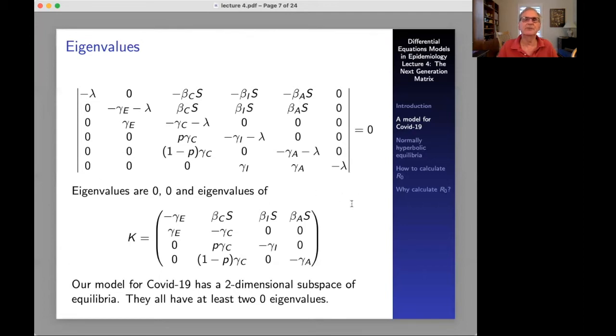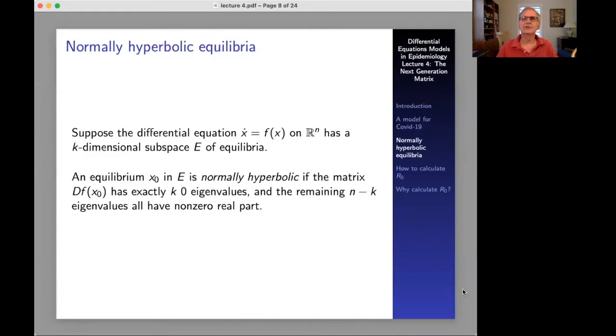That's the first observation. The second observation is if you have a k-dimensional subspace of equilibria, you're always going to have at least k 0 eigenvalues. That's why with a two-dimensional subspace of equilibria, we're always going to have at least 2 0 eigenvalues. Now it's time for a little differential equations theory.